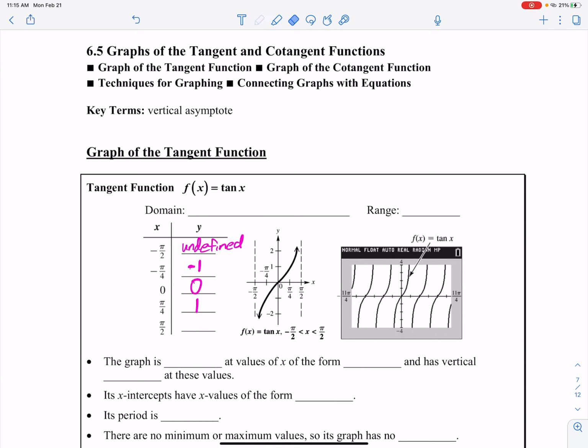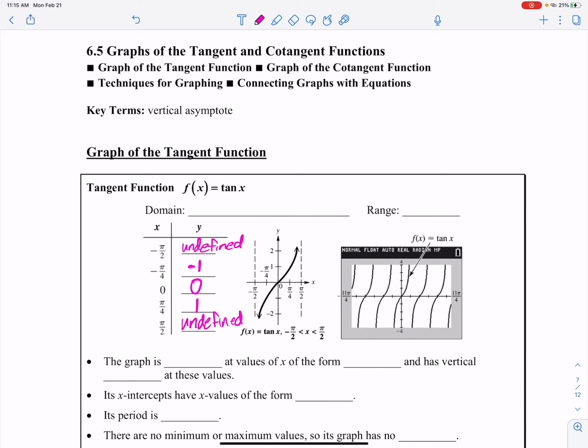It's undefined, right? So tangent functions are always undefined over 2's. Anything over 2, unless it reduces to something else, it's undefined. So now we can think of the domain, and we'll talk about it.